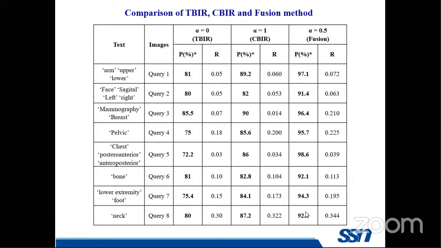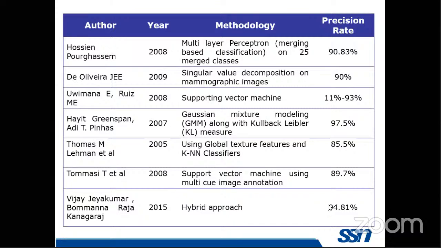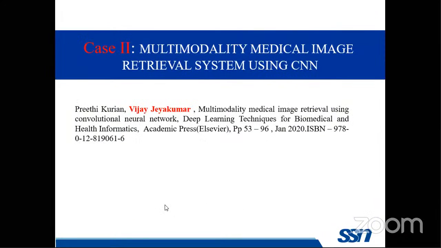The precision value rises to almost 95 to 99%. So the overall efficiency is about 94.81%. This is what we achieved in 2015, right?